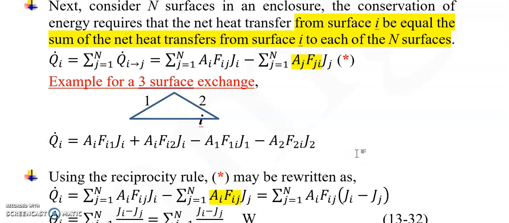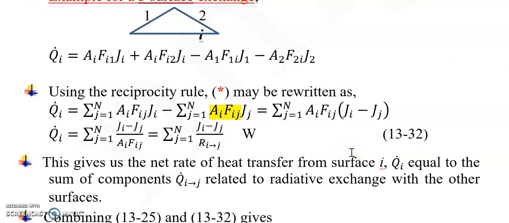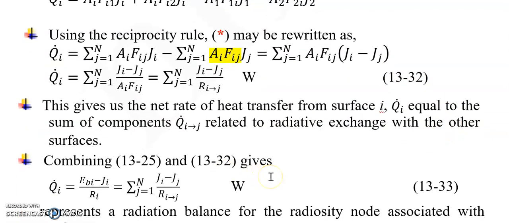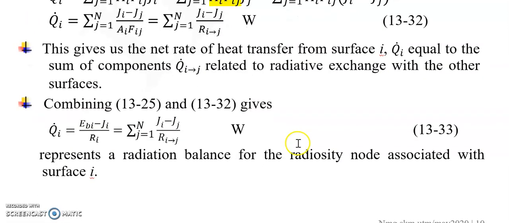So if you use the reciprocity rule, the asterisk equation may be rewritten in this form and rearranged to get 1332 in your e-book. So this gives us the net rate of heat transfer from surface I, which is Q dot I, equal to the sum of components from surface I to each of the surfaces J related to radiative exchange. Now, if you combine 1325 earlier and 1322, you get 1333, which represents a radiation balance for the radiosity node associated with surface I.